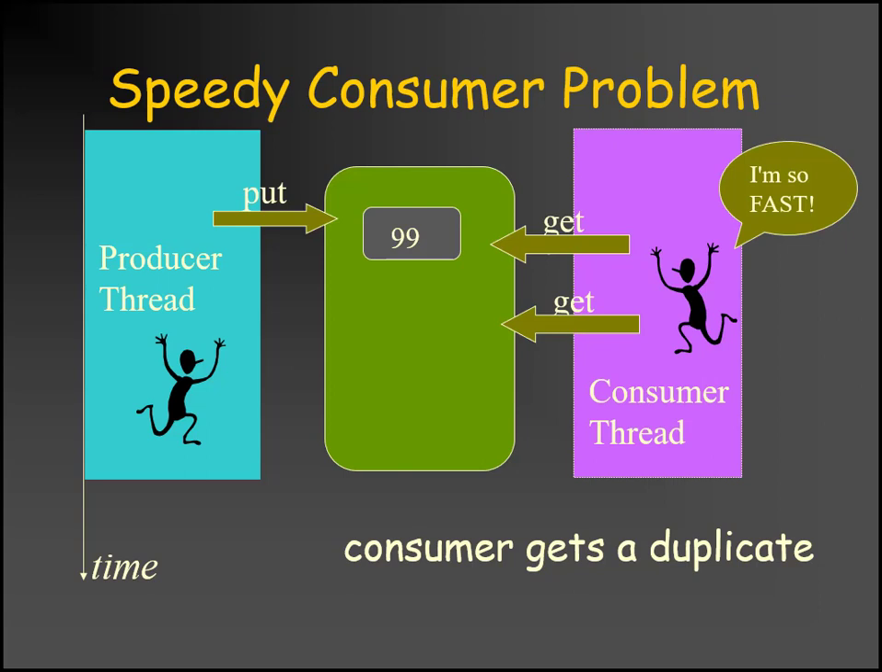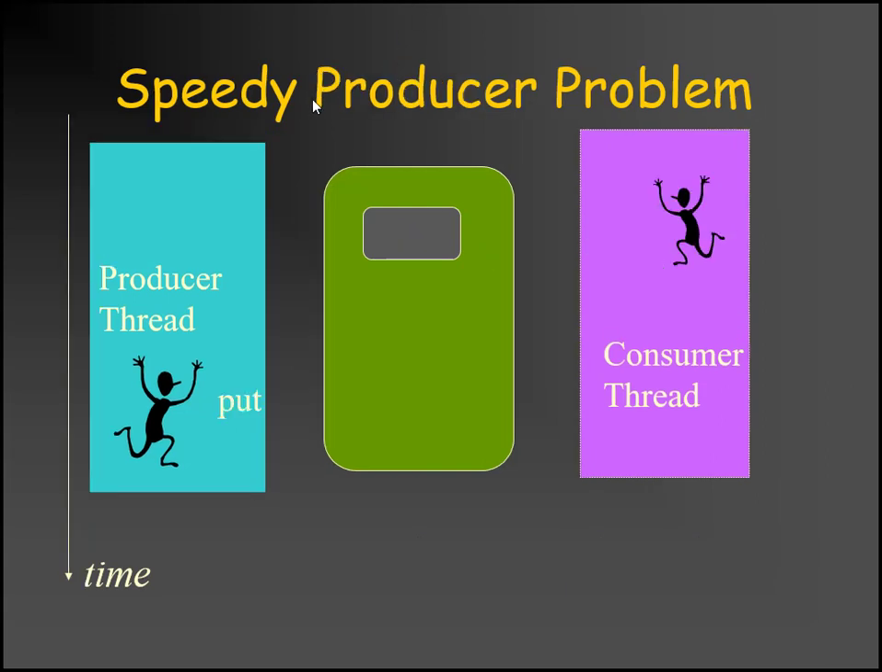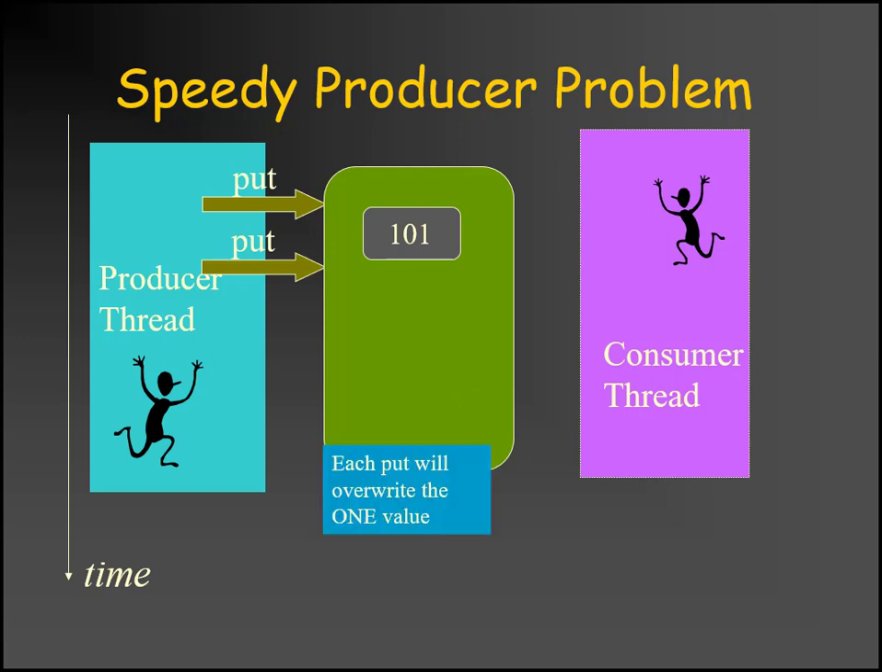Now, the problem extends the other way too. You can have a producer that is speedier than the consumer. So let's look at that. Here you've got your producer, put some data into the cubby, 99. Consumer thread is not doing anything yet. It's kind of slow. And the producer thread, which is so fast, puts another value in before the consumer has come and taken the data out. So the speedy producer is simply producing, and the consumer shows up every once in a while and only gets some of the values. So this is the big challenge of coordinating with threads.